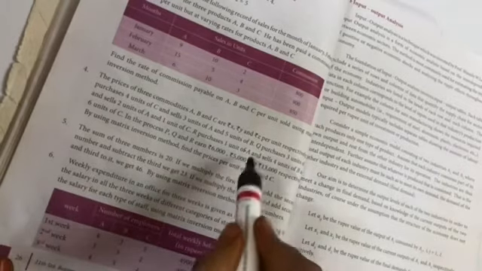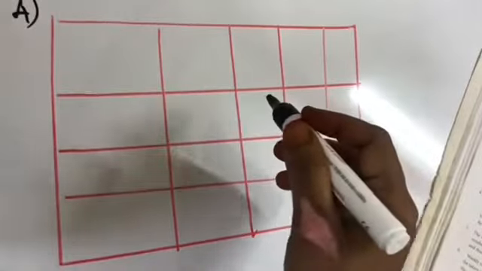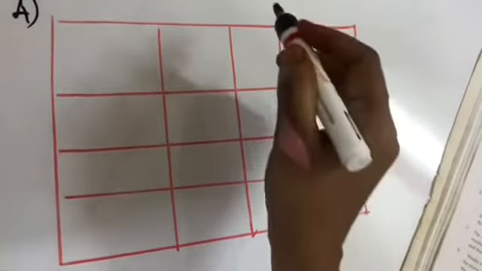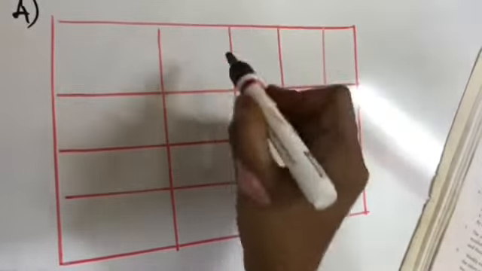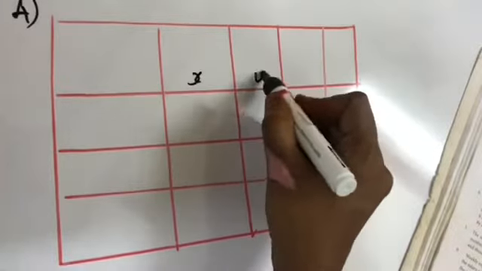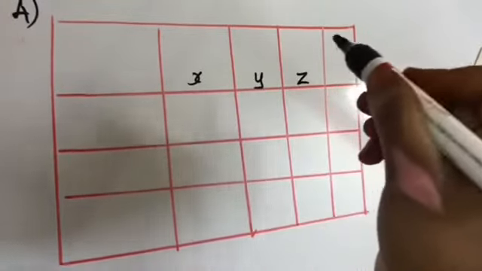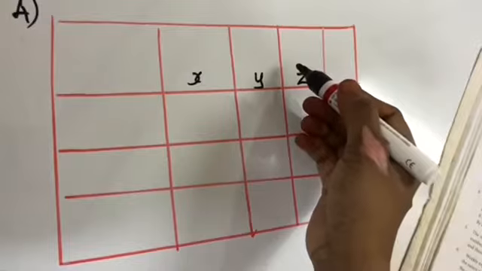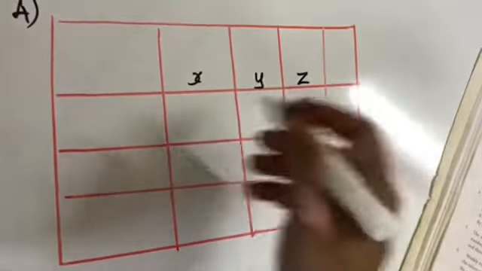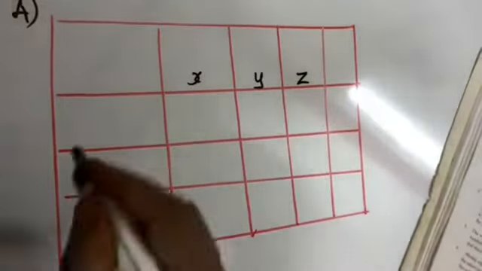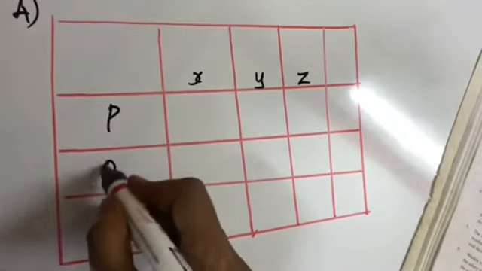Okay, we can take these values as the matrix B. By using the matrix inversion method, find the prices per unit of A, B and C. So the prices of three commodities A, B and C are X, Y and Z, and there are three persons P, Q, R.